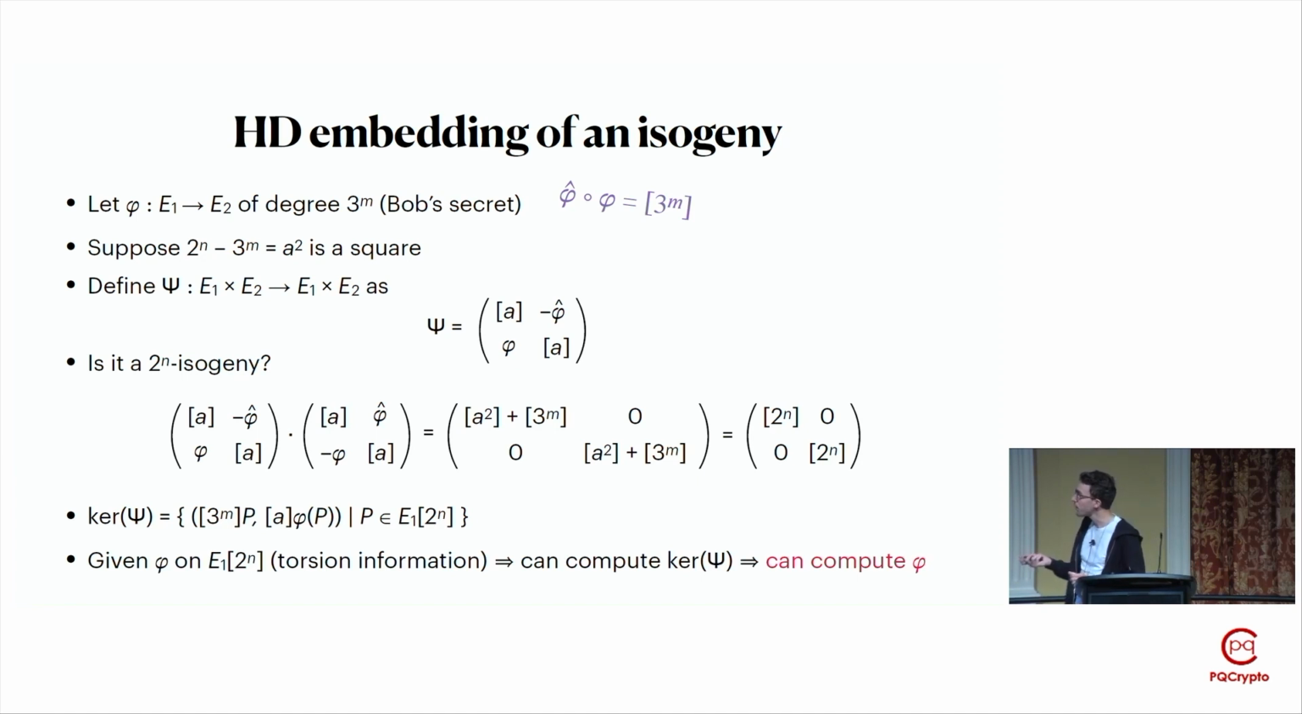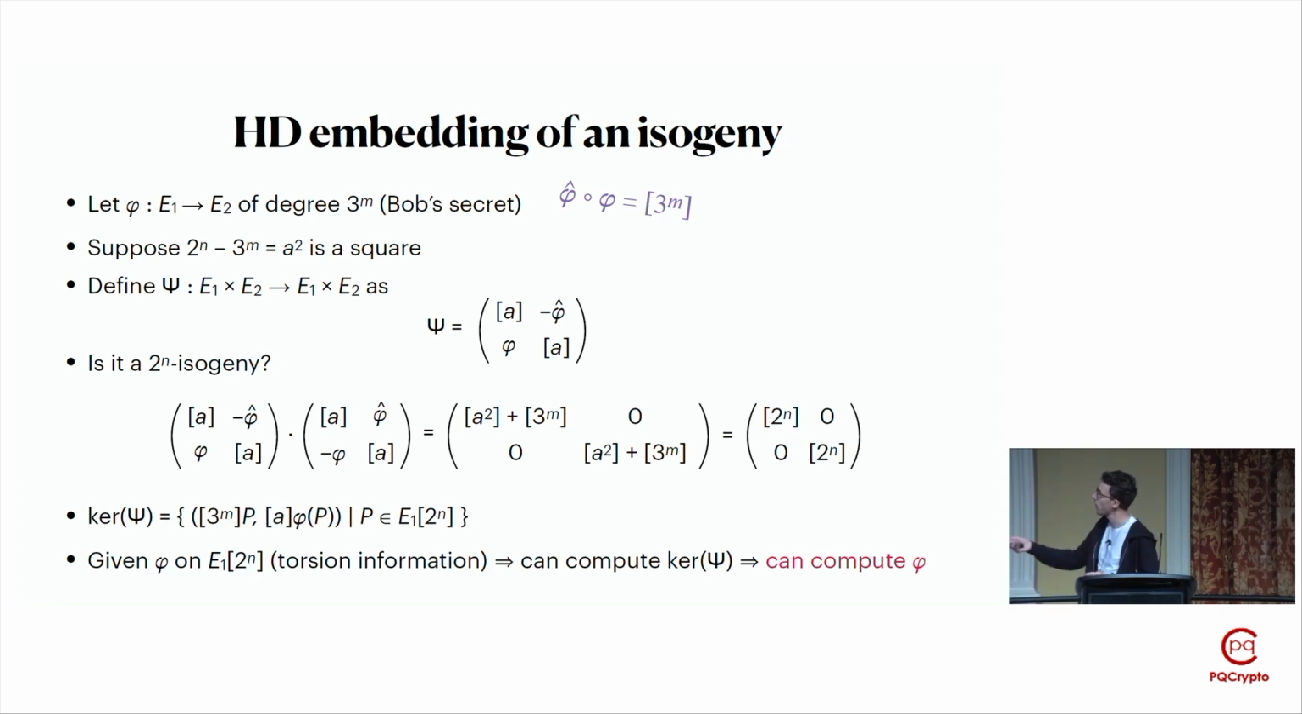Because Bob is giving to Alice the evaluation of his secret on the 2^n torsion, which is just what she needs to compute this, so the kernel of psi. So from leaking phi on the 2^n torsion, so that's the torsion point information leaked in SIDH, we can compute the kernel of the 2-dimensional isogeny, which means we can evaluate the 1-dimensional isogeny phi. And we're done. This is the attack. Well, this is 90% of the attack.